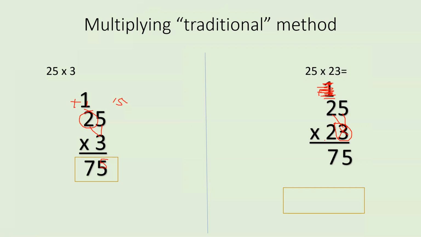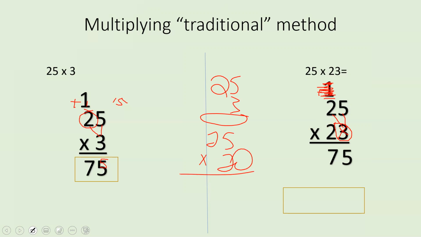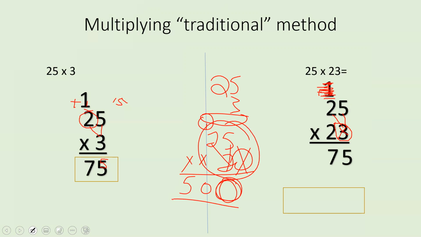So what you do with the traditional method with double digit is you're basically saying what's 25 times 3, come up with an answer, and then what's 25 times 20 and come up with an answer. And because 20 is a power of 10, you can ignore that 0, add it to your answer, and then multiply. 5 times 2 is 10. 2 times 2 is 4, plus 1 is 5. So 25 times 20 is 500.